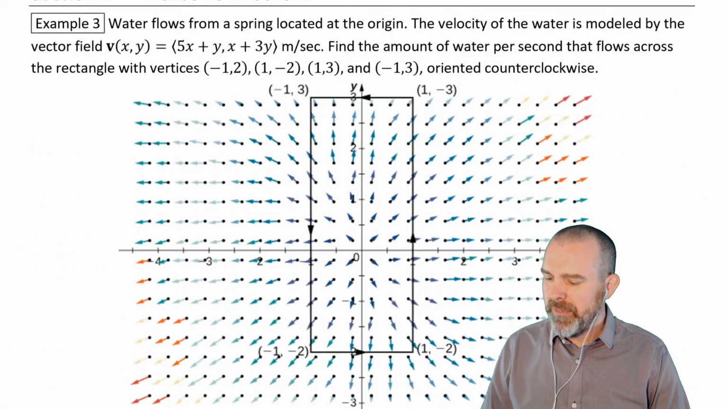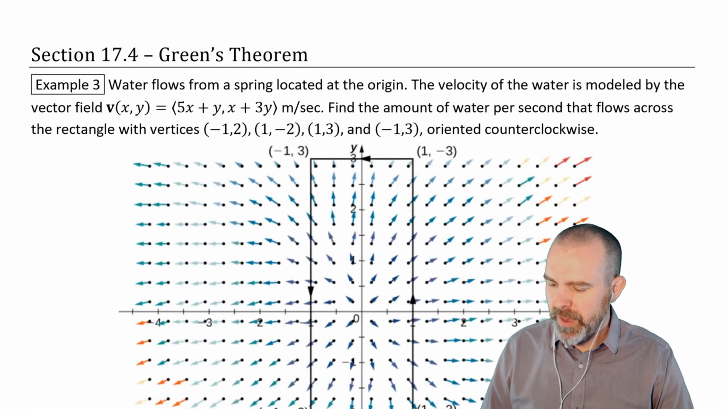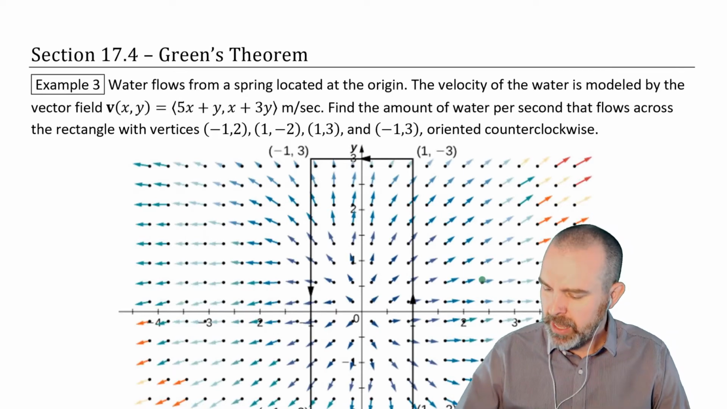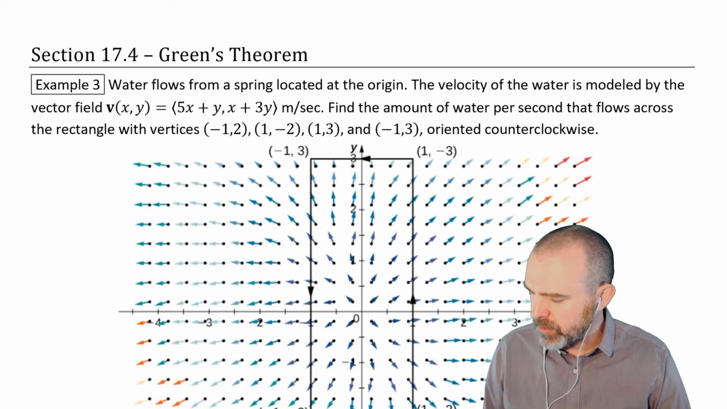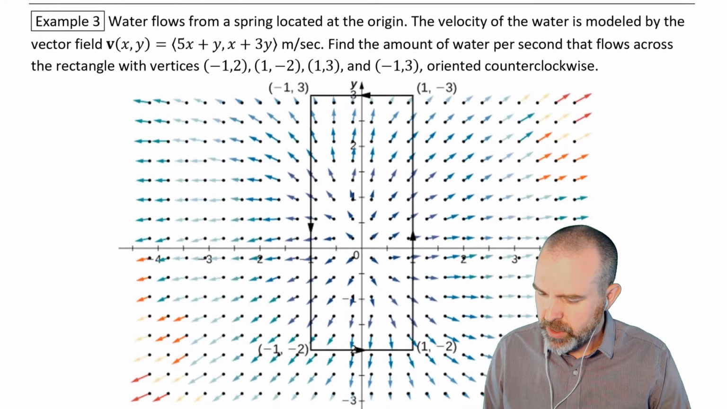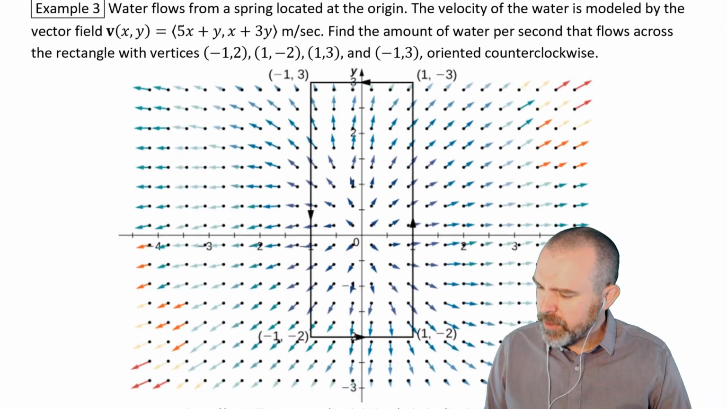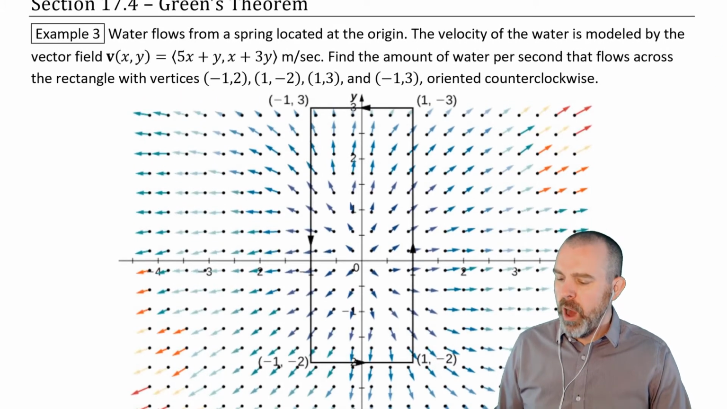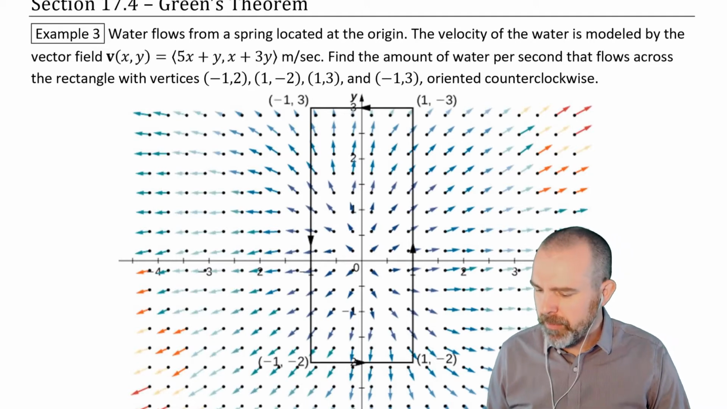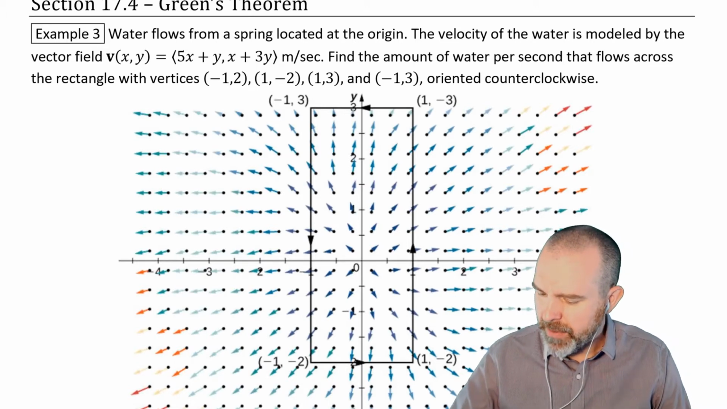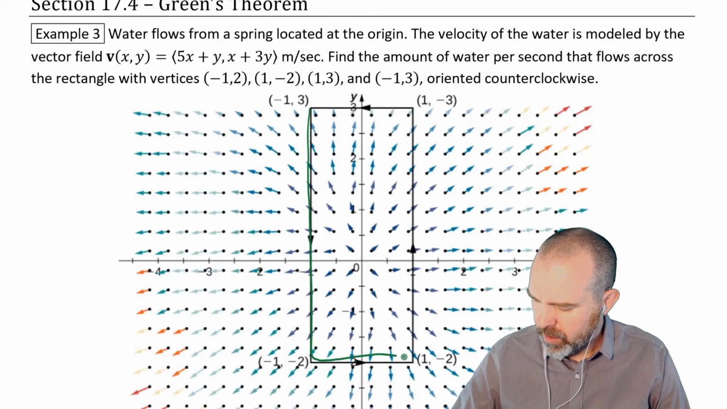So let's do some examples here. We have first one, a little bit of an application, and it's a little manufactured, but pretend we have a spring. Let me see if I can scroll down just enough to show the full example there. So we have a spring, and water is coming out from this spring, and we have a rectangle here.